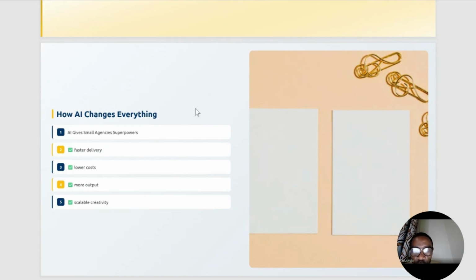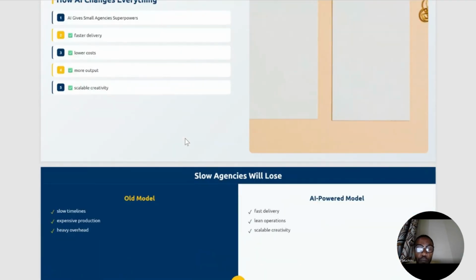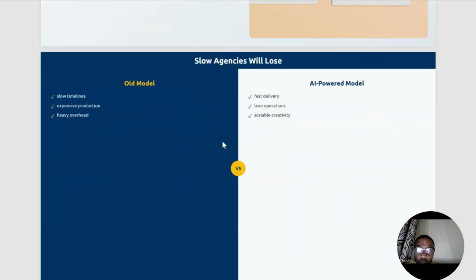So how then does AI help us serve these businesses? Faster delivery, lower cost, more output, and then scalable creativity. As we say, you're not removing your creativity from these, you're just scaling it in the sense that you can do work as one person which could have been done by 10 people. You can probably serve a lot of clients, and that's just the power of AI. But you still need to understand the core concepts just so that you're able to run something worthwhile.